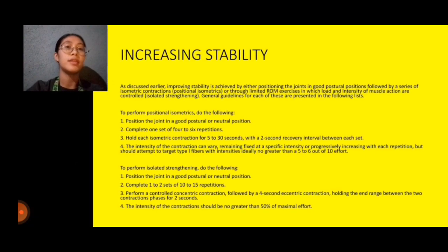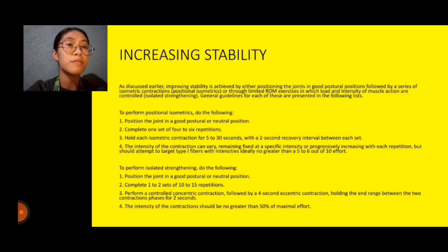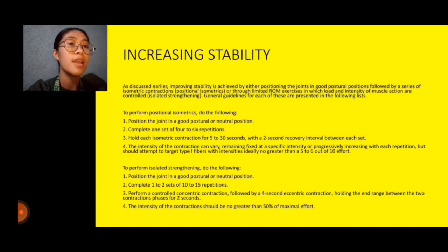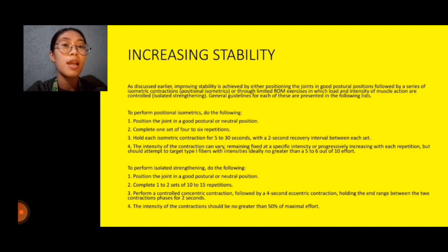Increasing stability. As discussed earlier, improving stability is achieved by either positioning the joints in good postural positions followed by a series of isometric contractions or positional isometrics, or through limited ROM exercises in which load and intensity of muscle action are controlled, or isolated strengthening. General guidelines for each of these are presented in the following list.